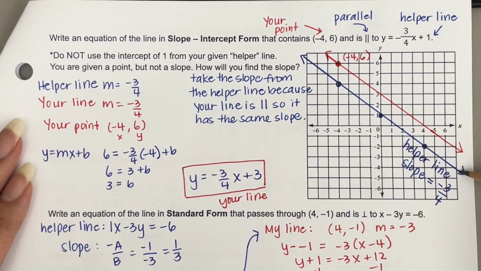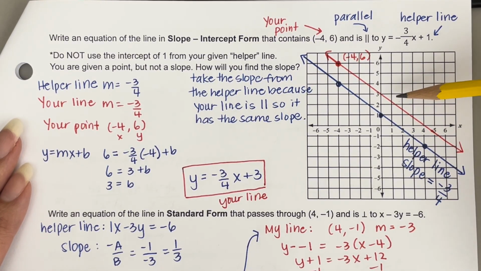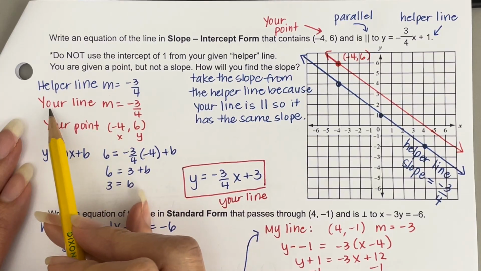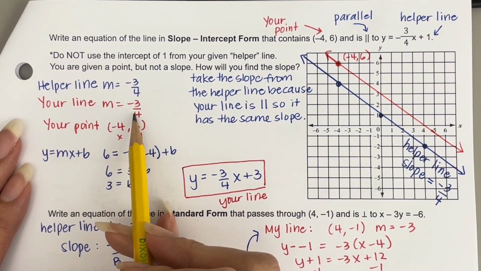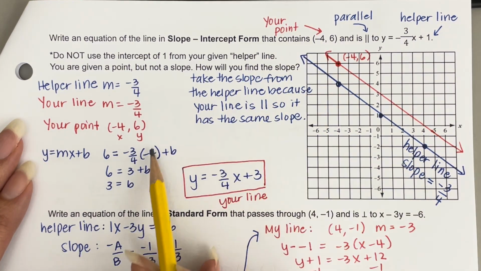So once you know the slope of the blue line is negative 3/4, and your line is parallel, so therefore it has the same slope. So your line also has a slope of negative 3/4. So the helper line's slope is negative 3/4, so your line's slope is negative 3/4. The point that you are given is negative 4, 6.